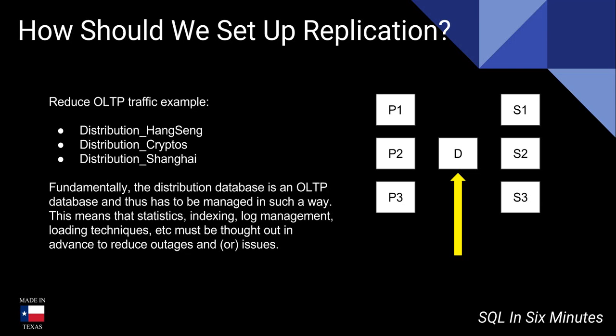So statistics, indexing, log management, loading techniques, all of these must be thought out in advance. And if you put them all onto the same distribution database, then you can't optimize it as well as if each of those publishers uses their own distribution database. In big environments, in larger environments, which is generally where replication is used for a high availability solution, in those big environments, you definitely want to be thinking about scale from the beginning because you're going to get bigger and bigger data sets. So these are just some things to think about when you set up replication.